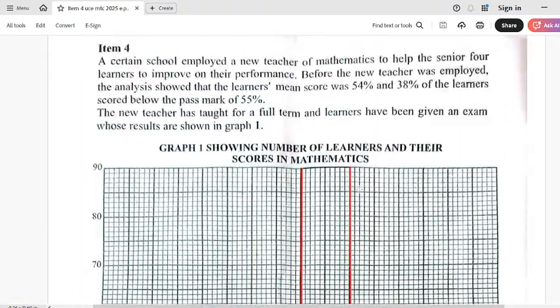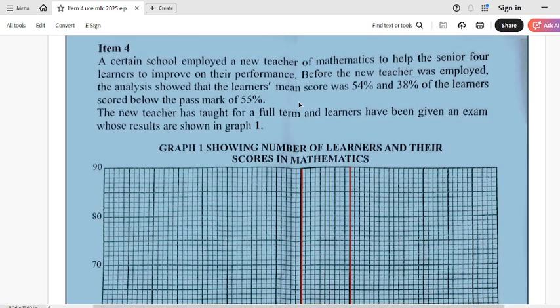Remember, the percentage of learners originally was 38%. That means 38% of the learners scored below the pass mark, which means for us to note that there is an improvement in the performance, the percentage must decrease. That means fewer students must score below the pass mark. That will show an improvement in the performance. So if 38% of the learners scored below the pass mark of 55%, and now we are looking for the new percentage, we expect this percentage to go down if there was an increase in the performance.